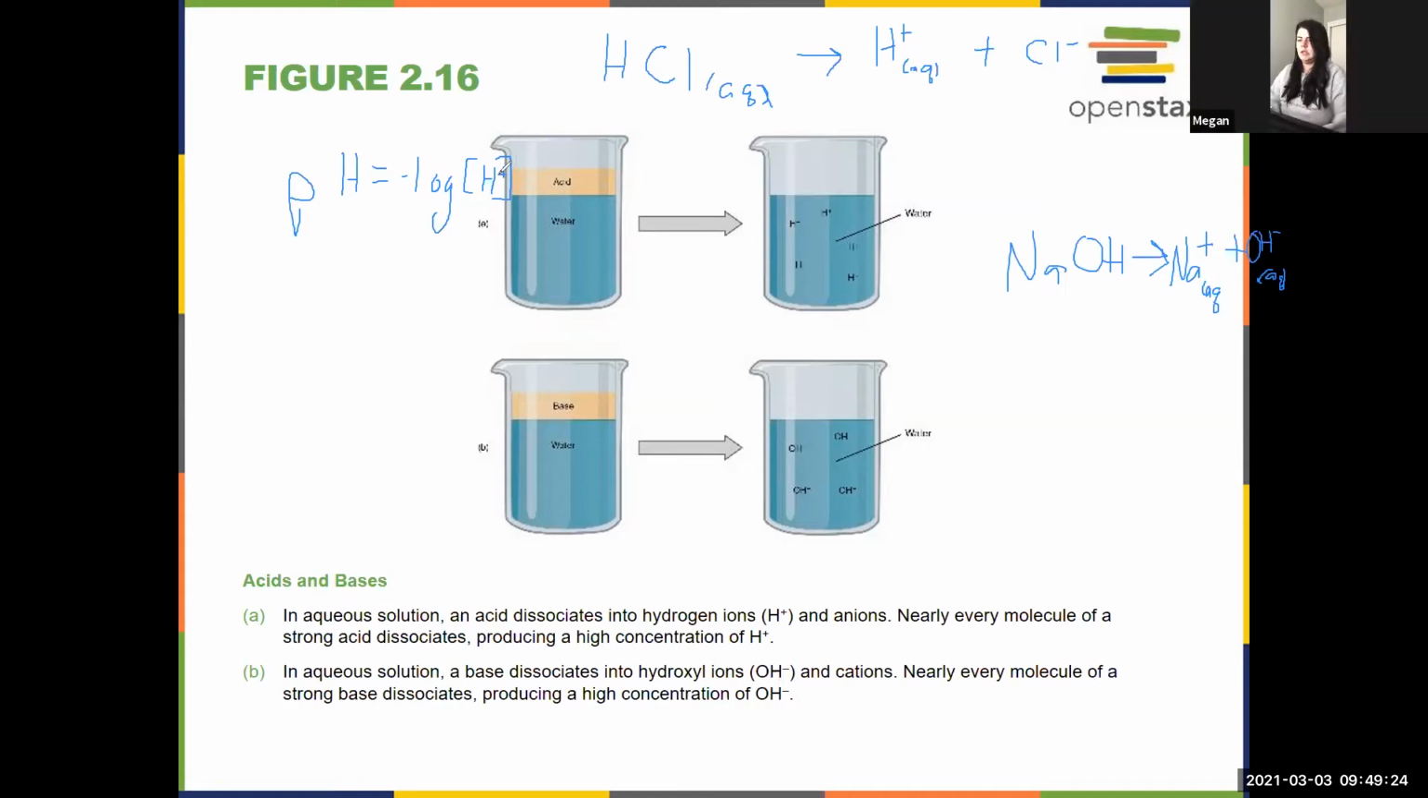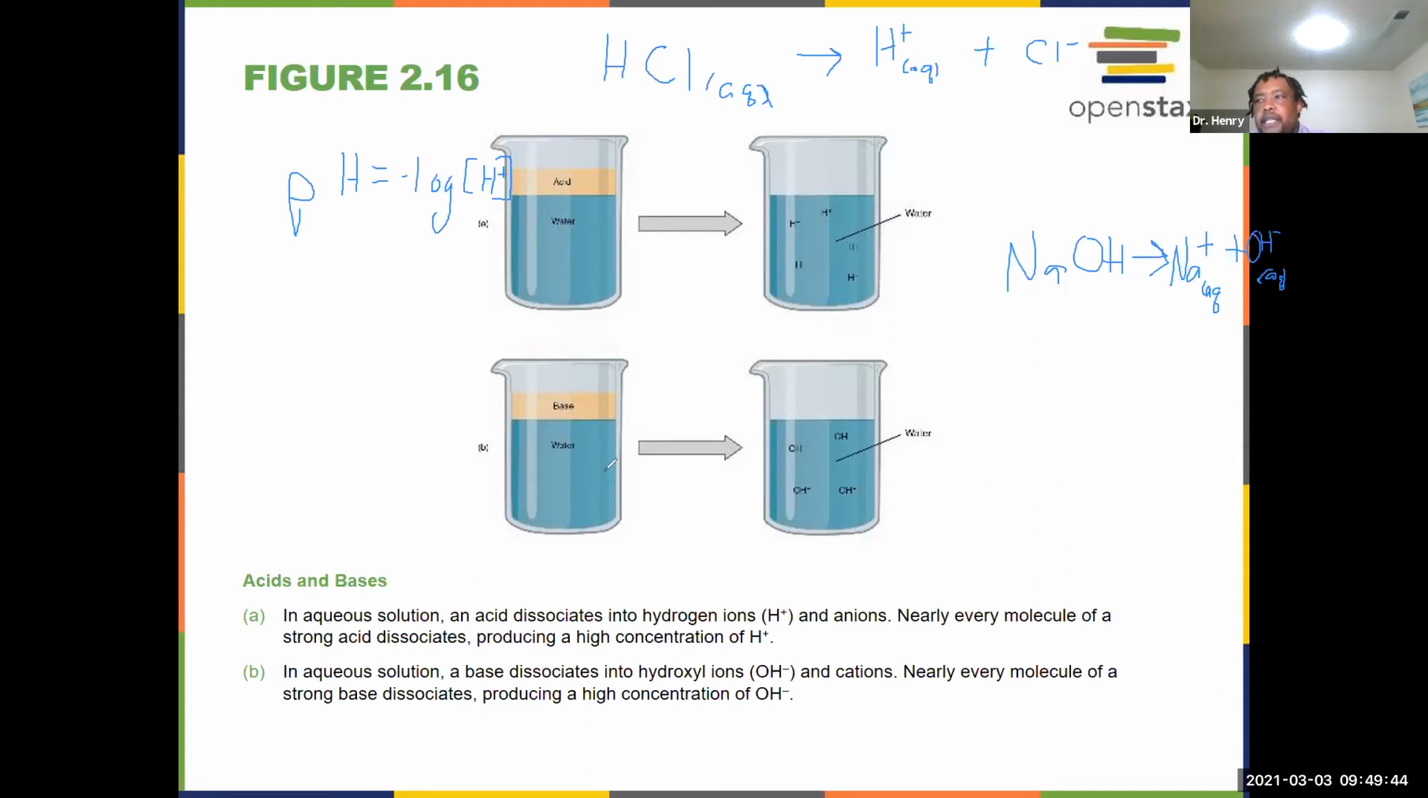Okay. So we're looking at the concentration of the H plus ion, right? And so this will allow me to calculate the pH. So the more H pluses I have, the lower the pH. The less H pluses I have, the higher the pH, okay?